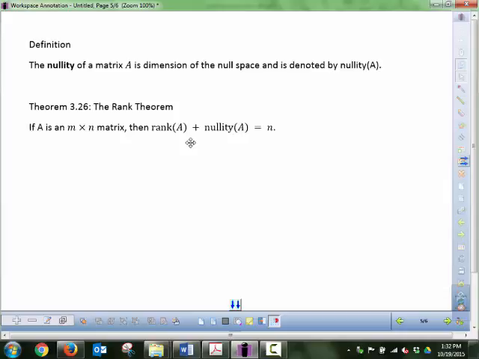Okay? So the null space is a whole space, just like the row space is a space, and the column space is a space. And then we give the dimension of the row space and column space a special name called rank. People decided that they had to give the null space a special name also. The dimension of the null space is the nullity.